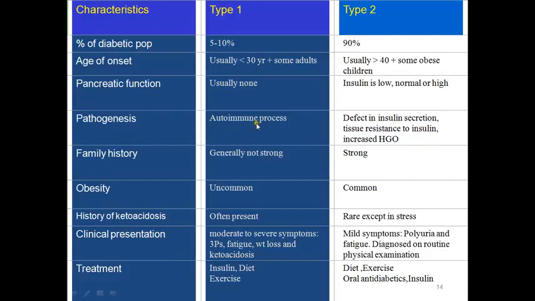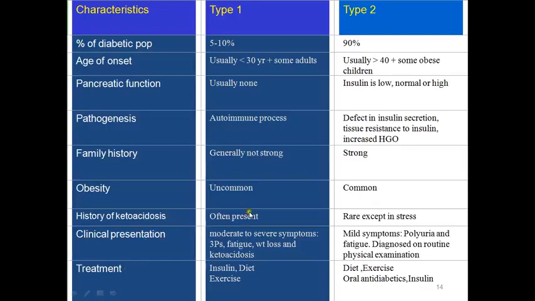Pathogenesis: it is an autoimmune process in case of type 1. In type 2, it's defective insulin secretion, or there's tissue resistance, so increased hepatic glucose output. So there are many mechanisms in type 2. Family history is not strong in type 1, it is very strong in type 2. Obesity is not common in type 1. Usually type 1 patients have weight loss, severe weight loss. Obesity is a common presenting feature of type 2 diabetic patients.